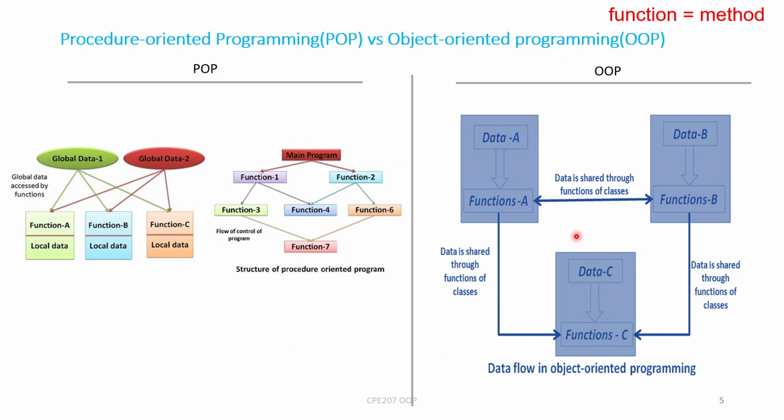In the POP approach, again, we have global data and then we have functions that contain data or use this data. And then we try to access data or functions through each other. But in the OOP approach, we have objects and they contain data and functions. And then these objects can communicate with each other. We can share the data through the functions of the classes.